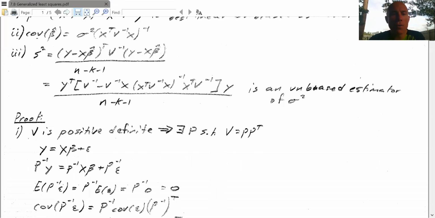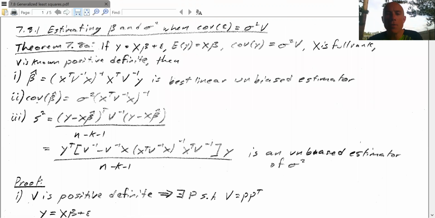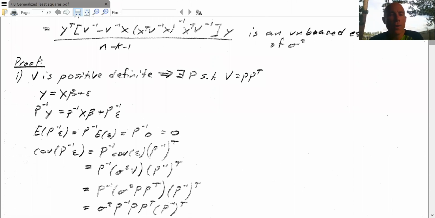All right, so how do we prove this? First thing we're going to prove is that this coefficient estimate is BLUE. So it's the best linear unbiased estimator, the least variance unbiased. First and foremost, V is positive definite. That means immediately that we know there's a square root to V. So we're going to say that that is P, and P times P transpose is equal to V.